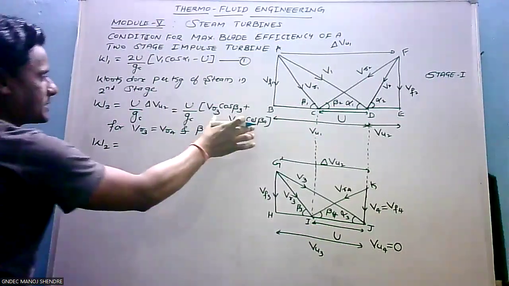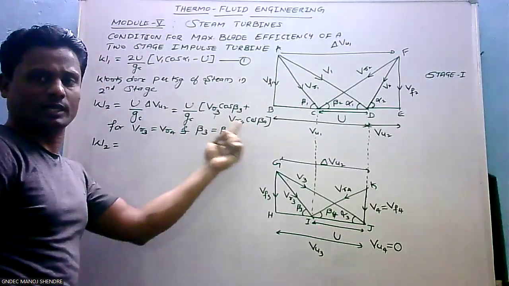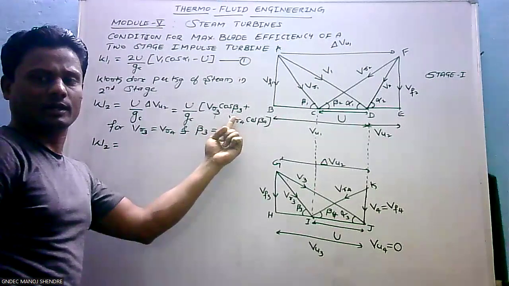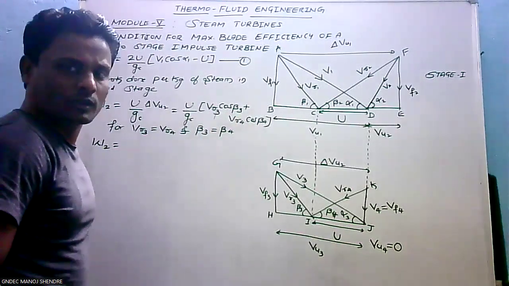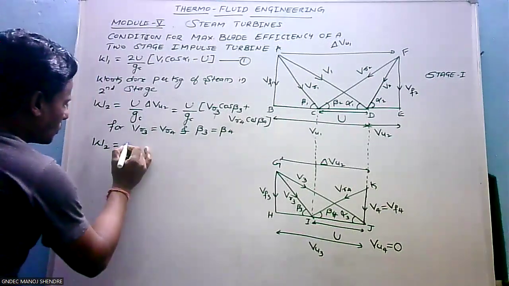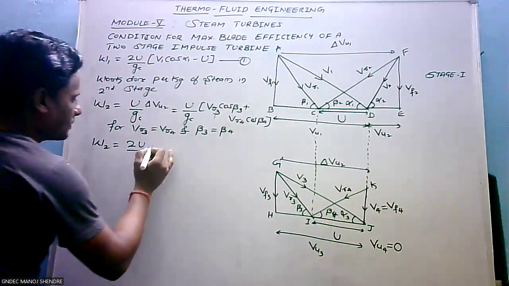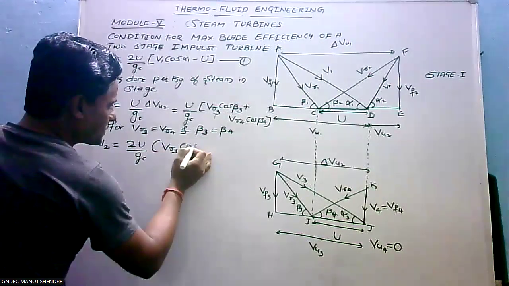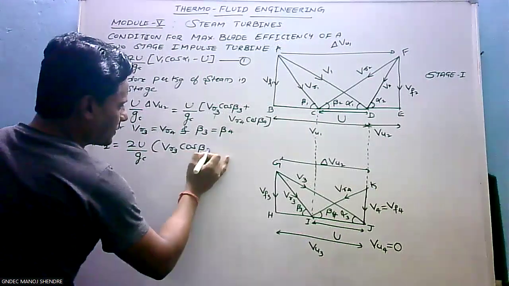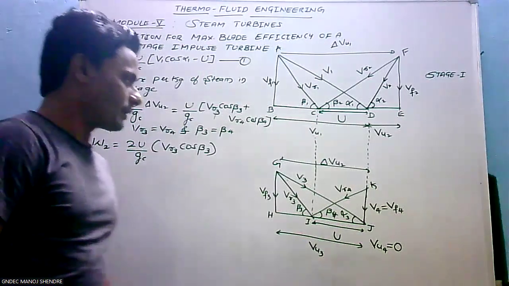to, let us take the 2 times, both will be same, right? Both will be same. VR3 equals VR4, both are same, and cos beta 3 equals cos beta 4, both are same, right? So 2 times 2U by GC into VR3 cos beta 3. VR3 cos beta 3, right?